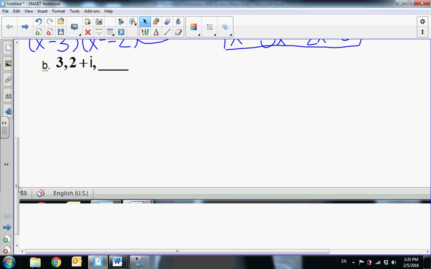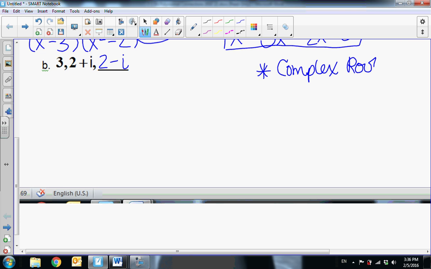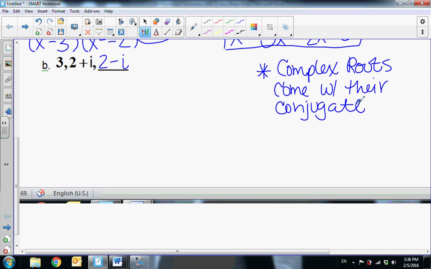Okay. Now let's do part B. All right, we have 3, and then 2 plus i. What do you think we're going to have here? Yeah, 2 minus i, because complex roots always come with their conjugate.